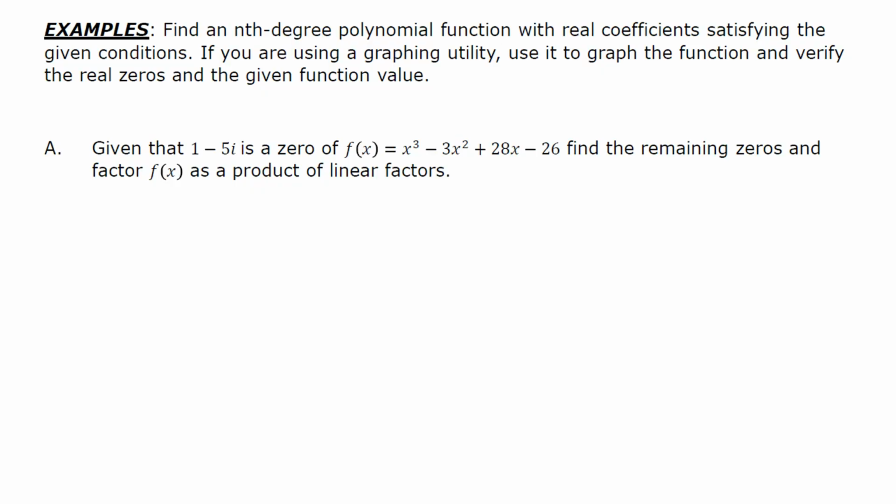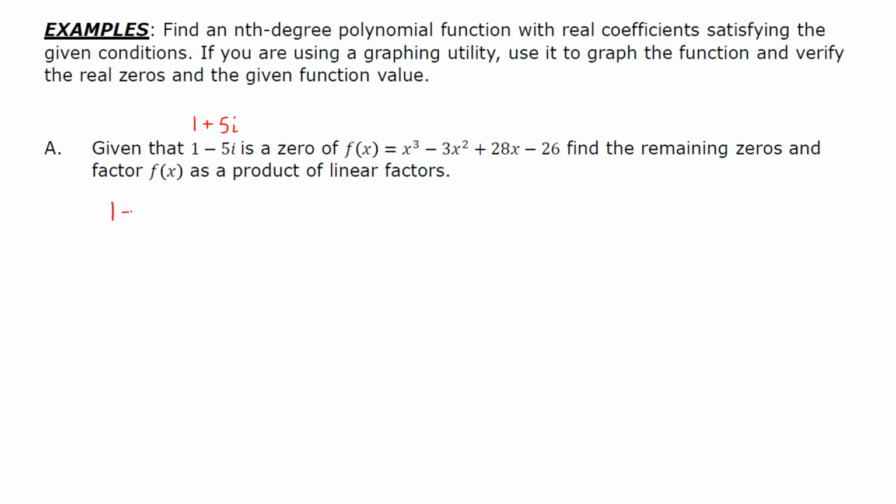If you're using a graphing utility, you can use it to graph the function and verify the real zeros and the given function value. So given that 1 minus 5i is a zero of f of x, we're asked to find the remaining zeros and factor f of x as a product of linear factors. Since 1 minus 5i is a zero of f of x, we know its conjugate, 1 plus 5i, is also a zero of f of x.